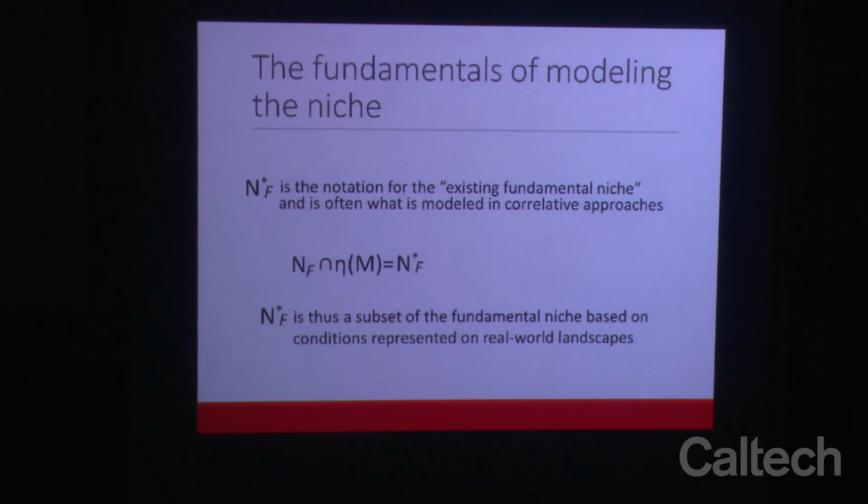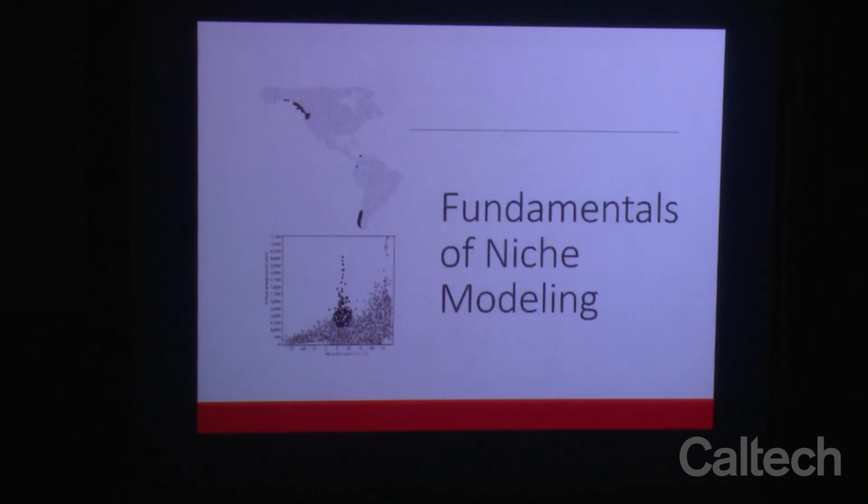And at heart, the key fundamental thing we're modeling when we model niches using especially these correlational approaches is really what's called the existing fundamental niche. And this is actually an intersection of the true fundamental niche conditioned by the fact that there's a subset of conditions on a real-world landscape where a taxon could be found, which means that the fundamental niche is usually actually broader than this existing fundamental niche shown here, which is a key thing we're going to be wanting to measure. Okay, so that covers a bit of the conceptual groundings of niche modeling.